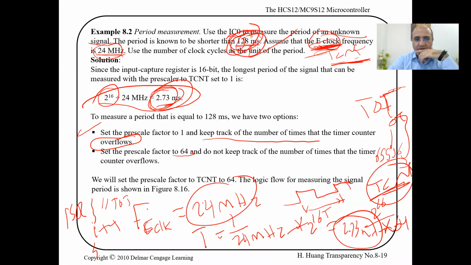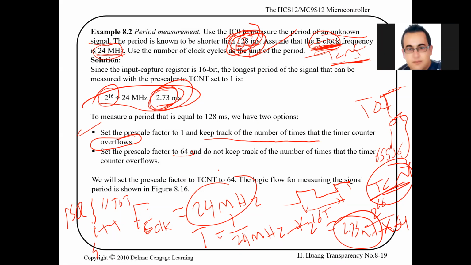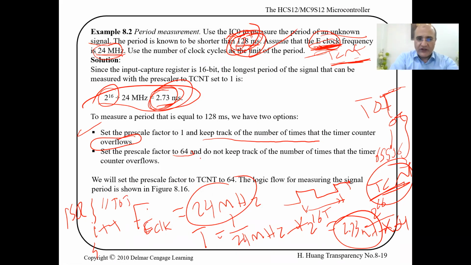You will not have to keep track of how many overflows happen, because it's not going to overflow before 174 milliseconds. And you know that your signal is going to come and end somewhere here, before finishing. This is another way.